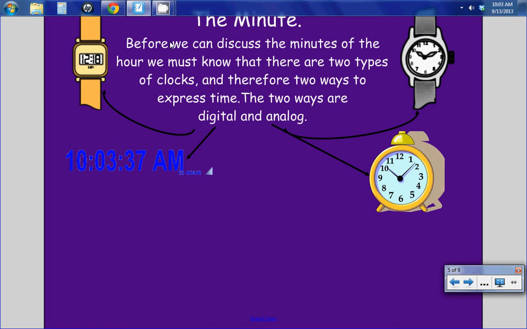We're now moving on to the minute, but before we can talk about the minute in Spanish, we have to understand that there are two types of times because there are two types of clocks. We have what we call digital, which is the one that shows you the numbers, like this watch and this clock right here. And then we have one that is called analog, which are the clocks with the hands on them.